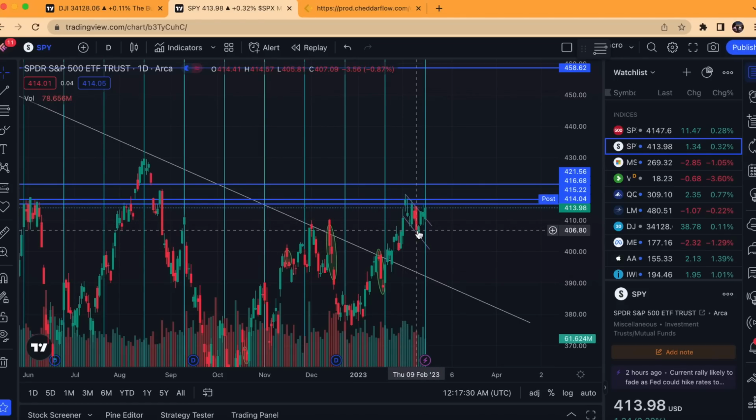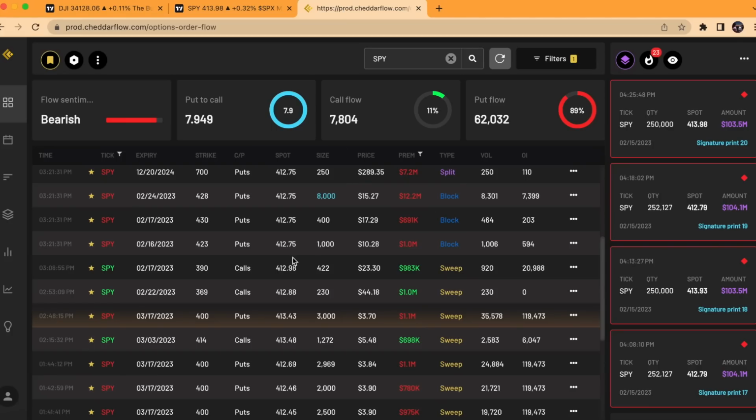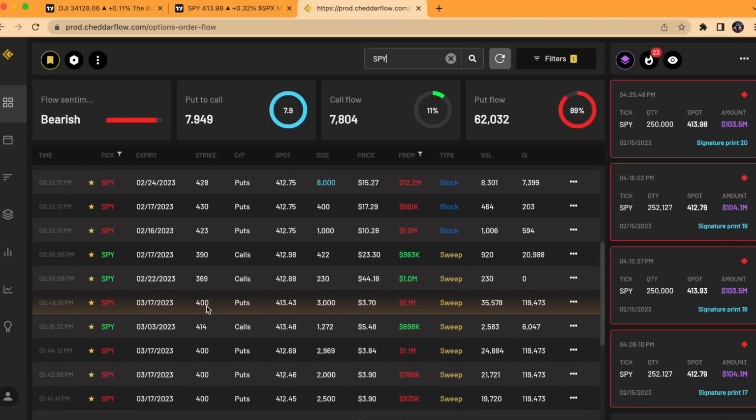Personally, I don't think that's a viable candidate, but again, everyone can have their own opinion. One thing I did notice in the flow today was a lot of this 400 strike getting hit. We saw 1.1 million in premium here for the 400 strike, 3/17 expiration. So this is pretty close. This is only 1 month out.